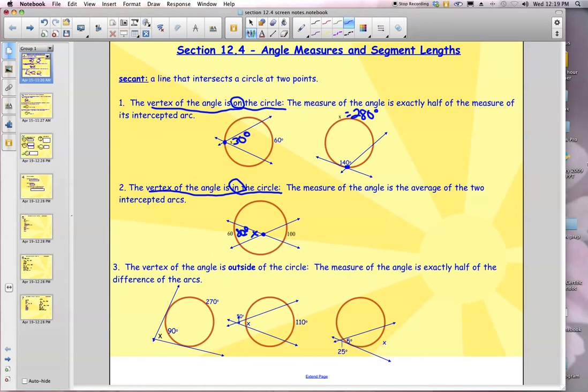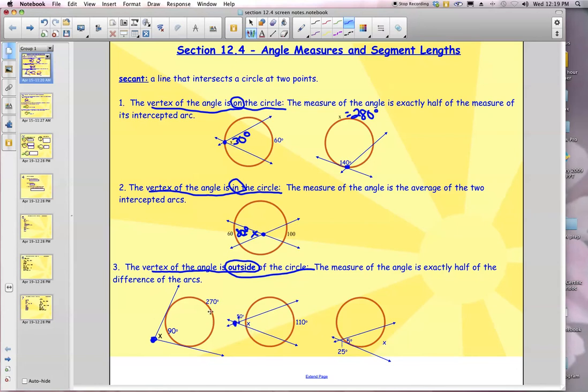The third kind of angle that we're going to look at is when the vertex of the angle is outside of the circle. Notice our relationship: on, it was half. In, it was the average. Outside, the relationship is that it's half of the difference. When it's inside, it's half of the sum. When it's outside, it's half of the difference. So when the vertex is outside of the circle, we are going to subtract our 2 arcs and then take half of that.